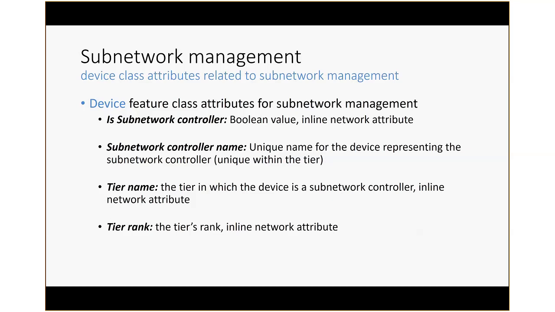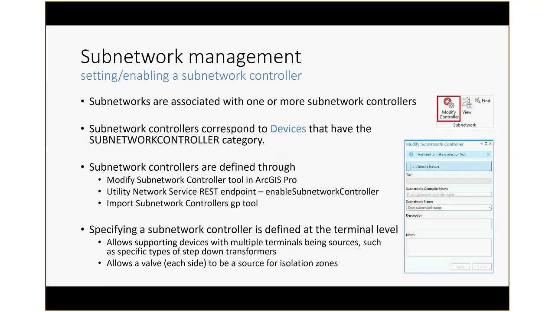In a sink model where we have the treatment plant, those controllers would be our sinks. Knowing the upstream and downstream side, and given what type of domain network it is, we know the direction of the trace. There are other properties. We have an attribute on the device that tells us the subnetwork controller, its name, and what tier name and tier rank it participates in. I'm going to show you now how we actually create subnetwork controllers and edit those.